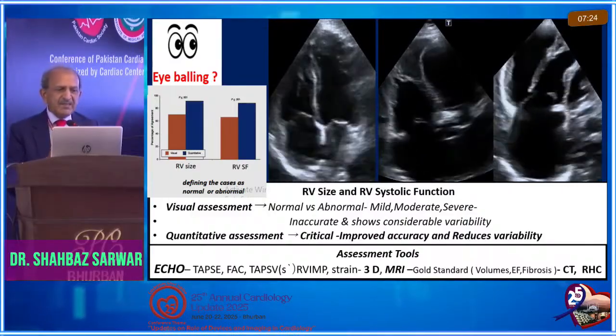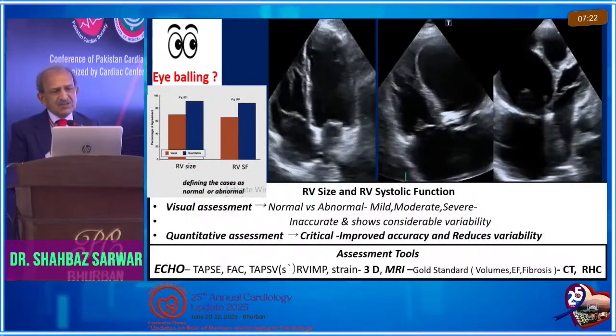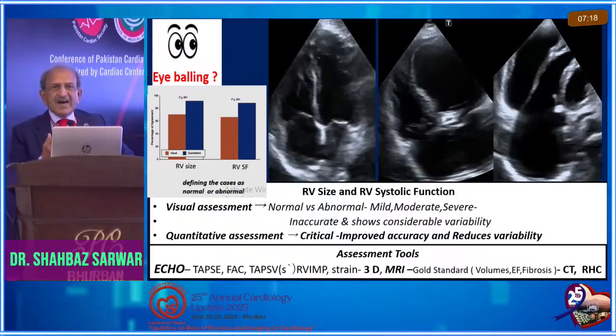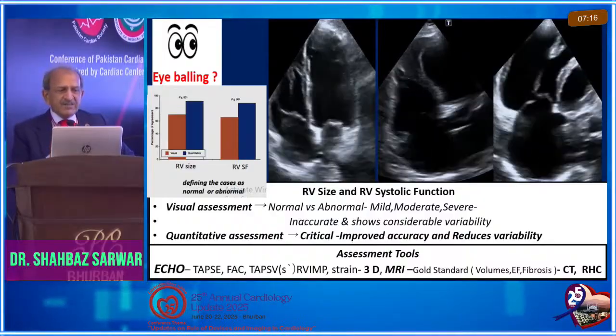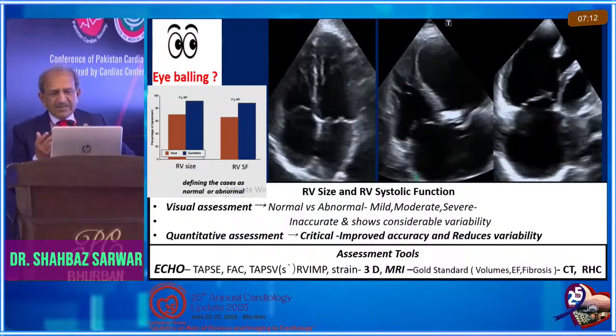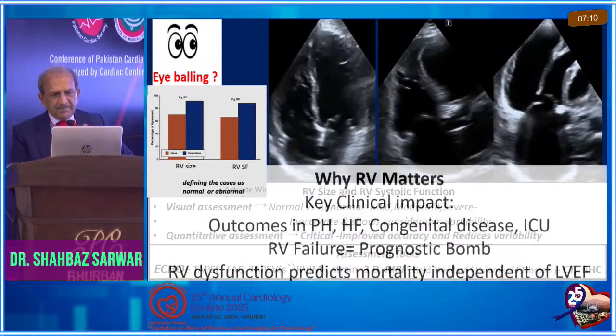So by eyeballing and quantitation, various studies have shown that quantitation clearly outperforms qualitative assessment of the RV. So we have to do it by quantitative methods.